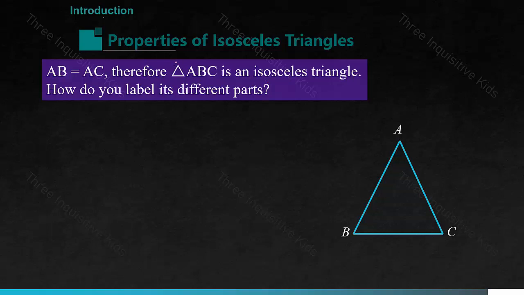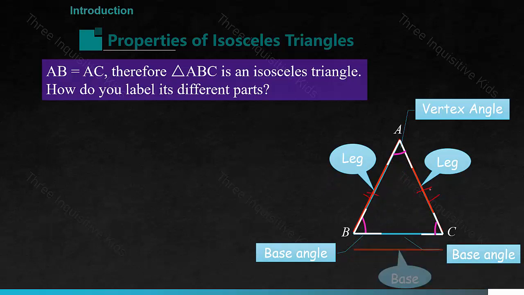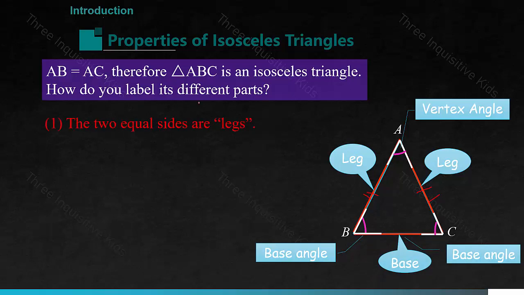How would you label the different parts of an isosceles triangle? So this would be its vertex angle, the top angle. These 2 angles are the base angles. These 2 sides, which are the same, are the legs. And this is the base side. So the 2 equal sides would be the legs of this triangle. The remaining side would be the base.